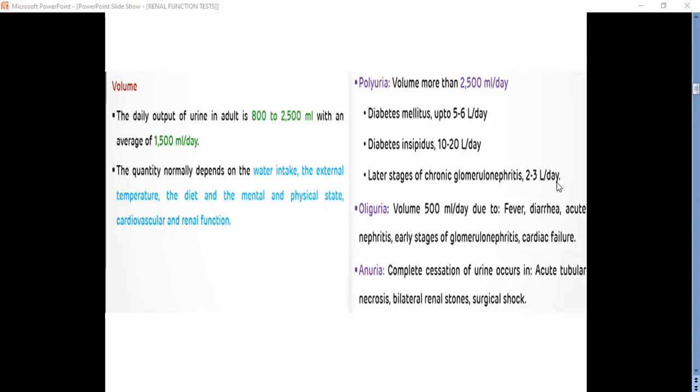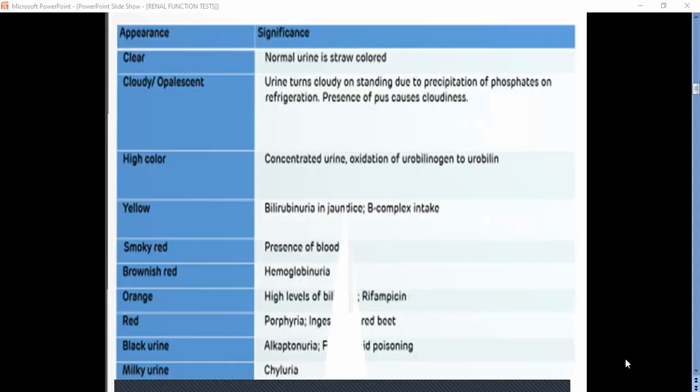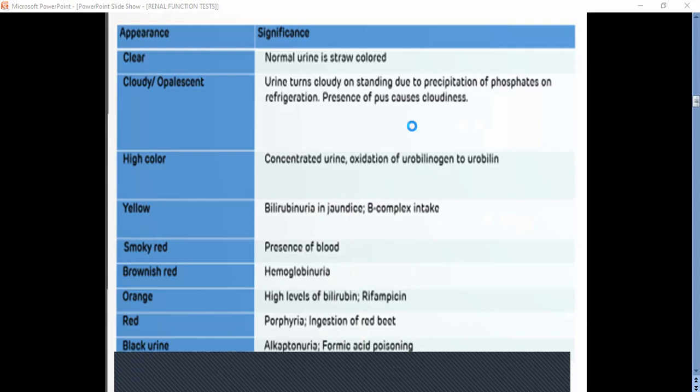And the third condition, anuria. Complete cessation of urine occurs in acute tubular necrosis, bilateral renal stones and surgical shock. This is the most complicated condition, in which there is complete cessation. Not a drop of urine comes out of the urinary bladder, due to conditions like hydronephrosis, renal stones or surgical shock, and other related conditions. So here we have completed the volume.